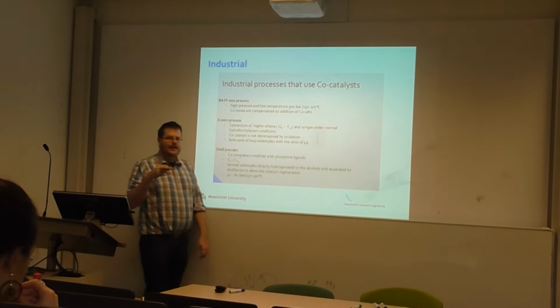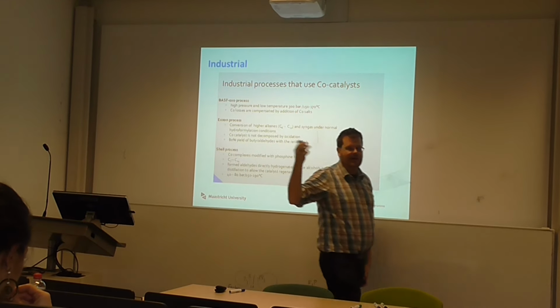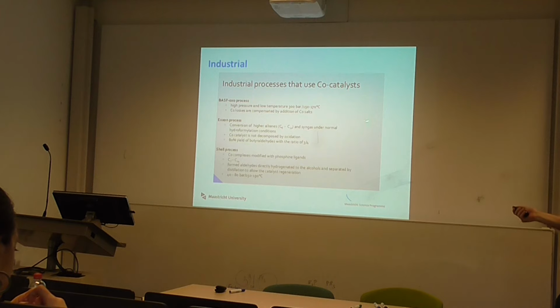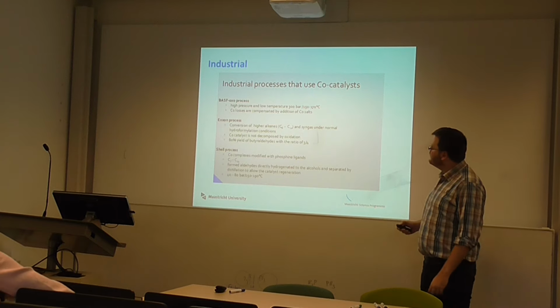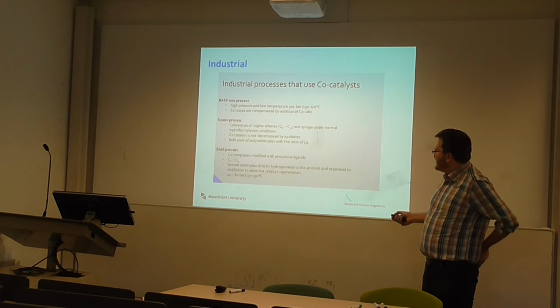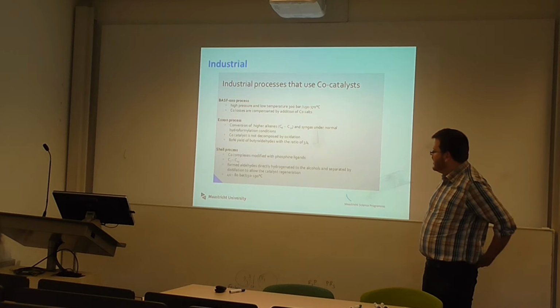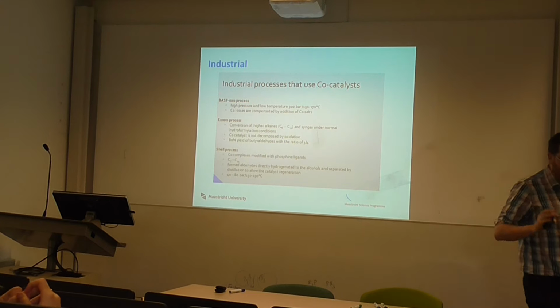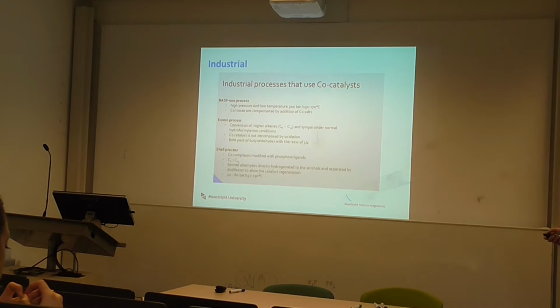Now the problem with rhodium, although the reactivity is so much higher, 100 to 1,000 times higher than cobalt, is that it is very expensive. So industrially, cobalt is typically used. There are three important processes: the OXO process from BASF, the Exxon process, and the Shell process. These use slightly different reaction conditions, different catalysts and so on, all based on cobalt. And you can see they have different ranges.